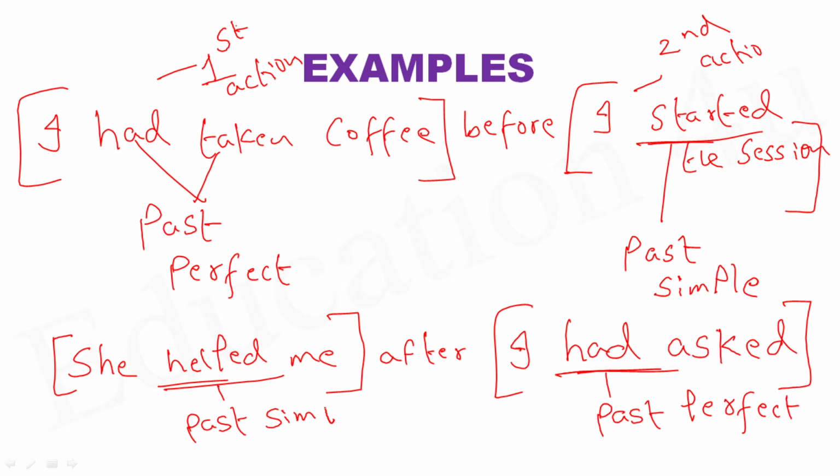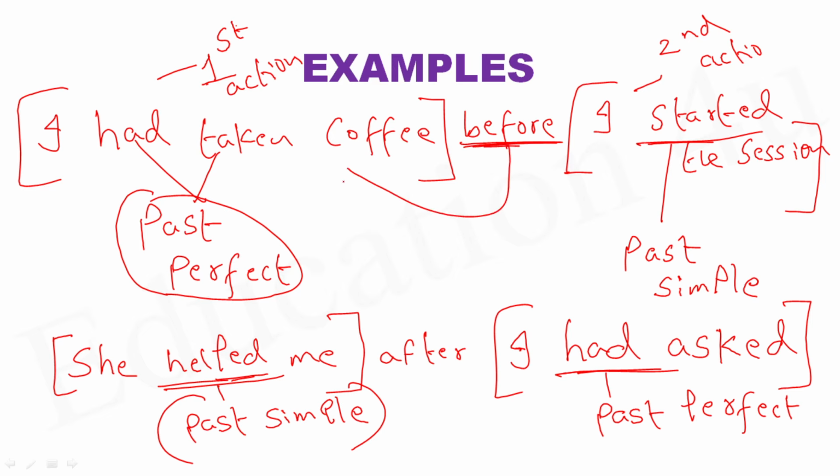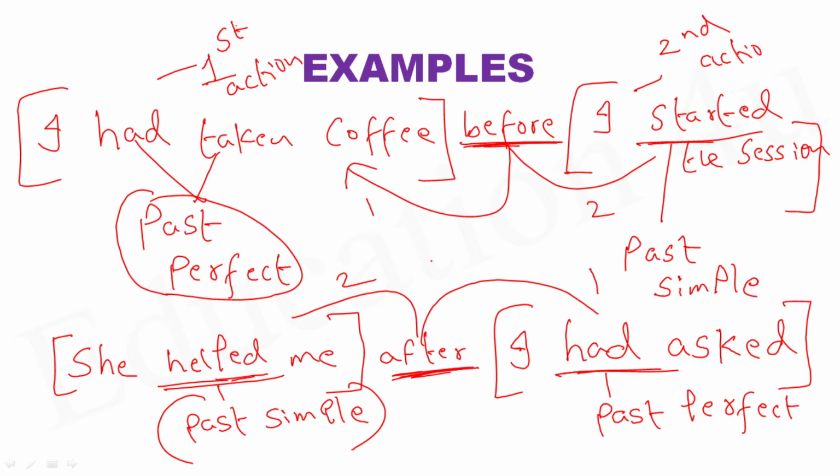So between these two actions, I had asked is past perfect. She helped is past simple. This is the beauty of the sentence here. Now if you ask, here you have used past perfect first, but here you have used past simple. It is just because here before is there, which means this action happened first and this action happened next. But here after is there, which means this action happened first and this action happened next. Isn't it very, very interesting?